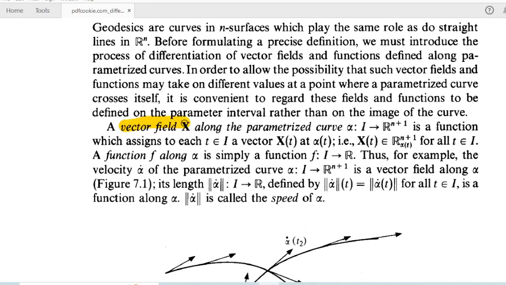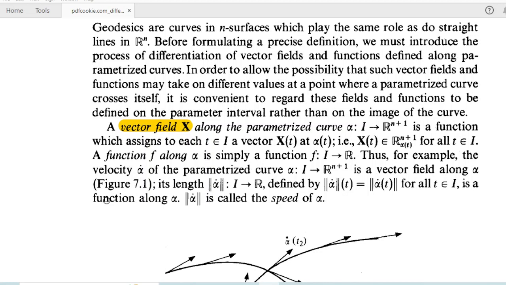the vector field X bar along the parameterized curve alpha is a function which assigns to each t a vector X bar of t at alpha of t. X bar of t belongs to R^(n+1) for all t belongs to I. So vector field എന്ന് പറയുമ്പോൾ a vector field along the parameterized curve alpha. Basically, it is a function which assigns to each t belongs to I a vector X bar of t.